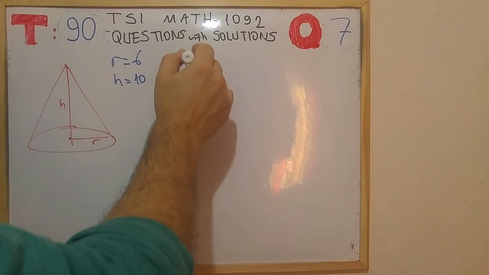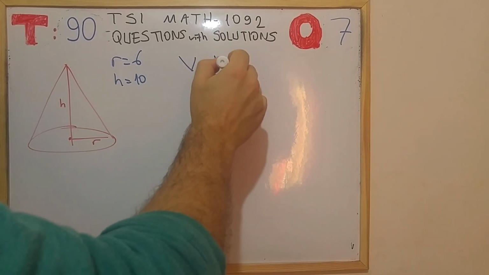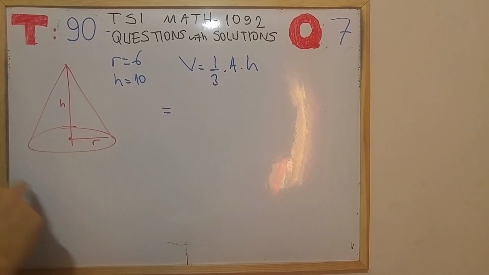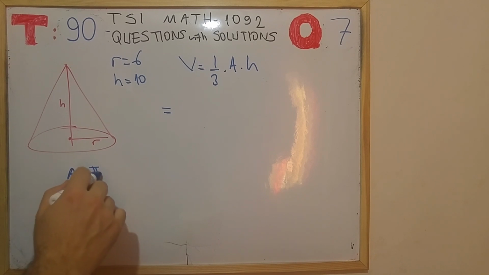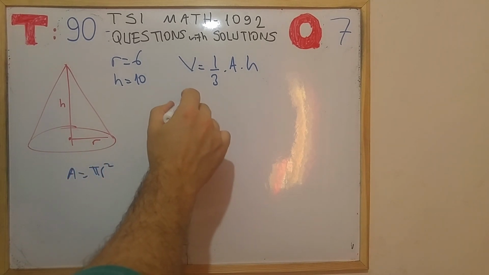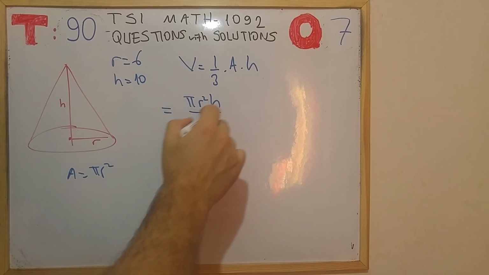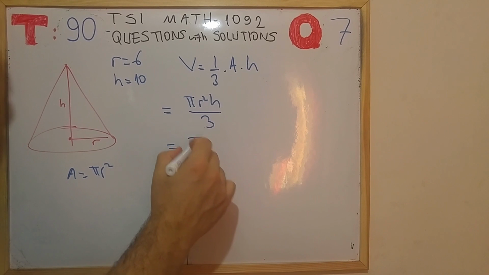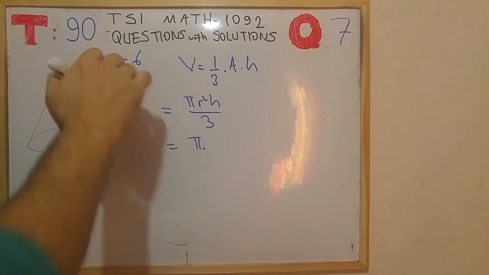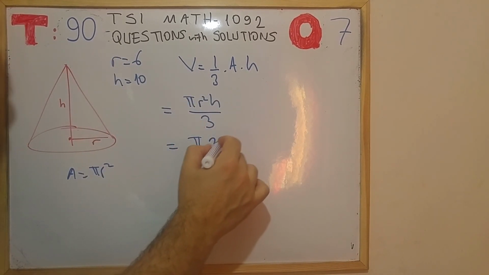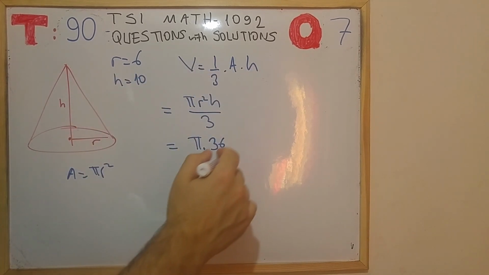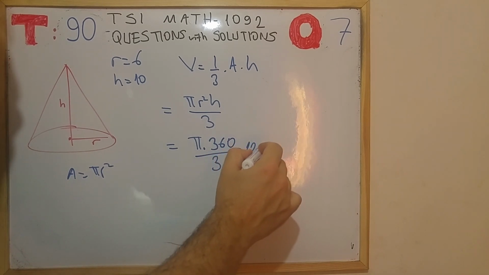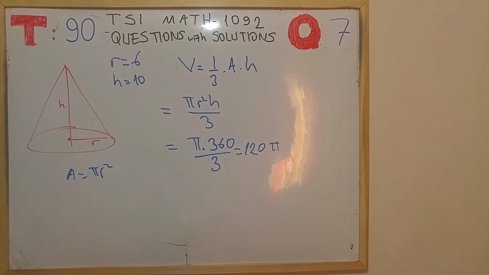The volume is, as always, equal to 1/3 times the base area times the height. And this time the base area, since we have a circle here, is equal to pi r squared. So what we have is pi r squared times h over 3. And that is equal to pi times the radius, which is 6, so the square of it is 36, times h, which is 10, divided by 3, which gives us 120 pi.